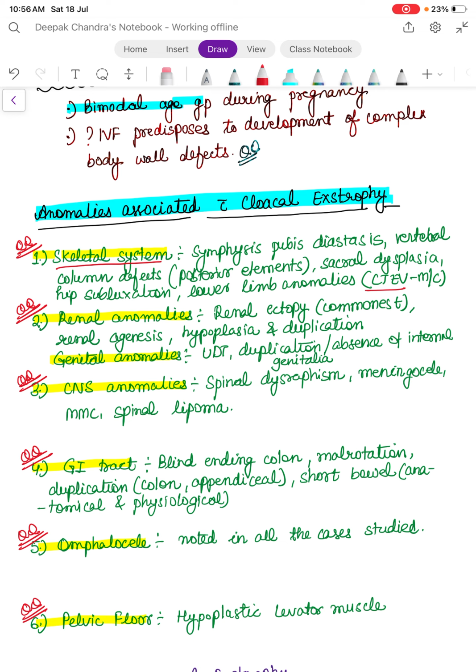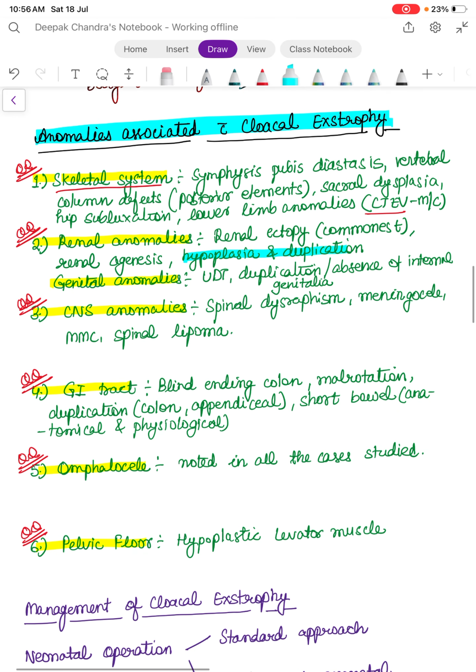Then hypoplasia and duplication can be seen. Then the genital anomalies include undescended testis, duplication, or the absence of internal genitalia. Followed by this, we are going to discuss CNS anomalies.